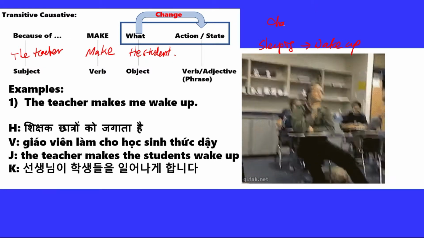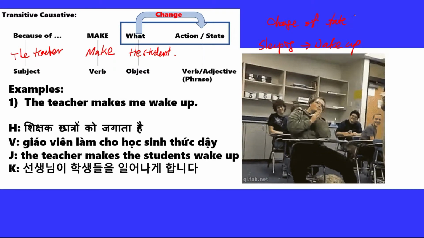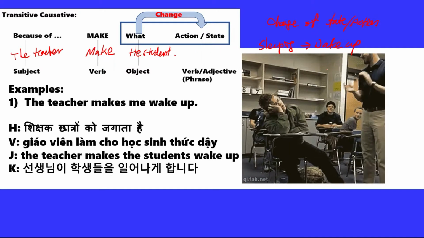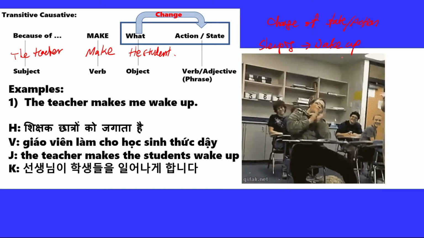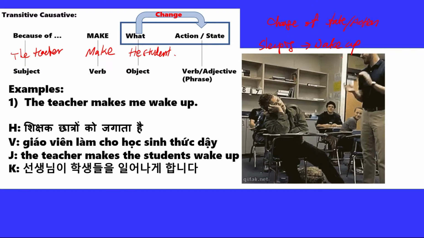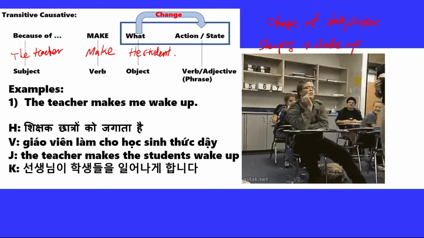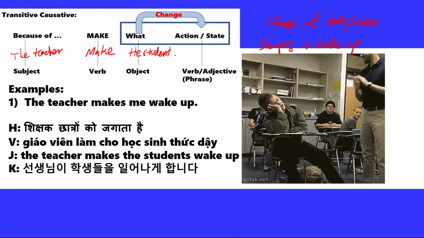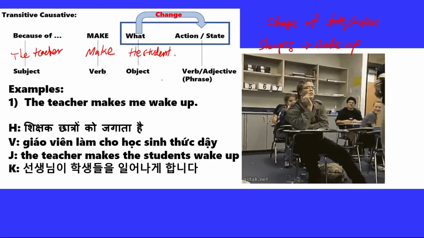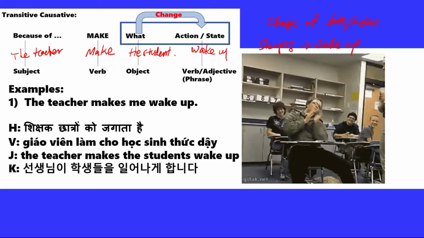Change of state or change of action, right? He was sleeping and he's now waking up. So the student is the someone who undergoes the change of action or state. So as a result of the teacher's action, the student woke up, right? So the teacher makes the student wake up.